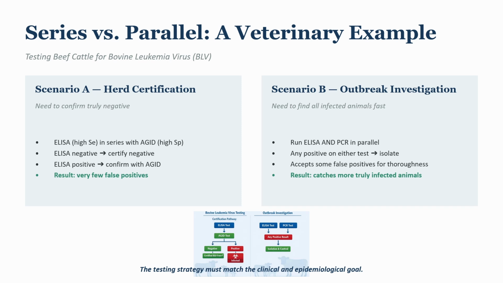Parallel testing. The key teaching point: there is no universally correct testing strategy. The right strategy depends entirely on what the consequences of each type of error are in your specific situation. Which brings us to our next topic.